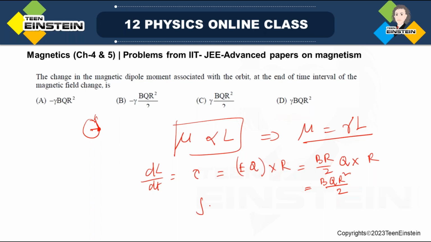Now if you want to find out what L is, we have to integrate dL from 0 to L. All the other terms are constant, so we won't bother about them, and the dt integration will be 0 to t. So we'll get delta L is equal to BQ R square by 2, BQ R square by 2.